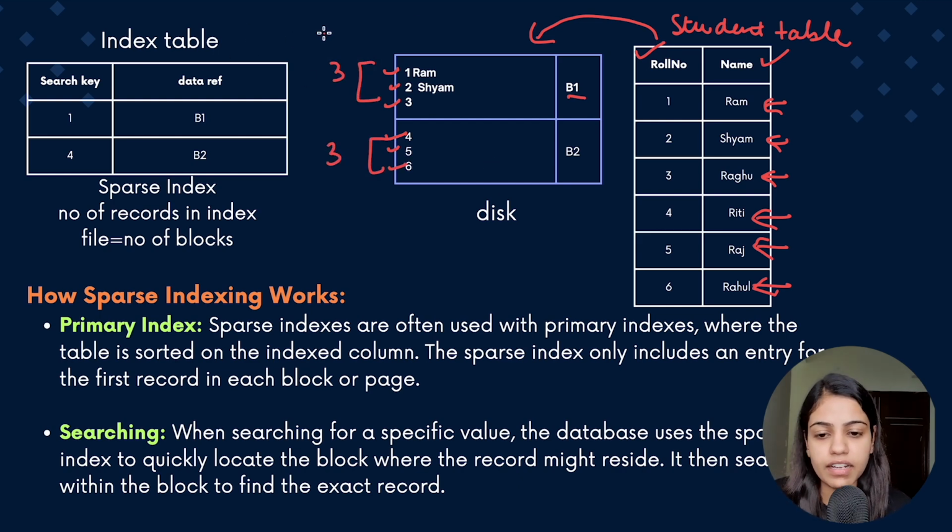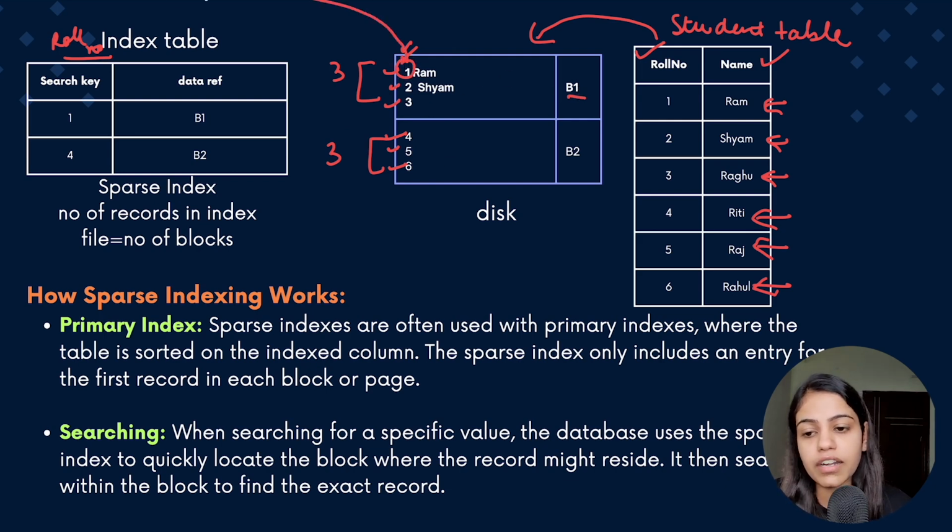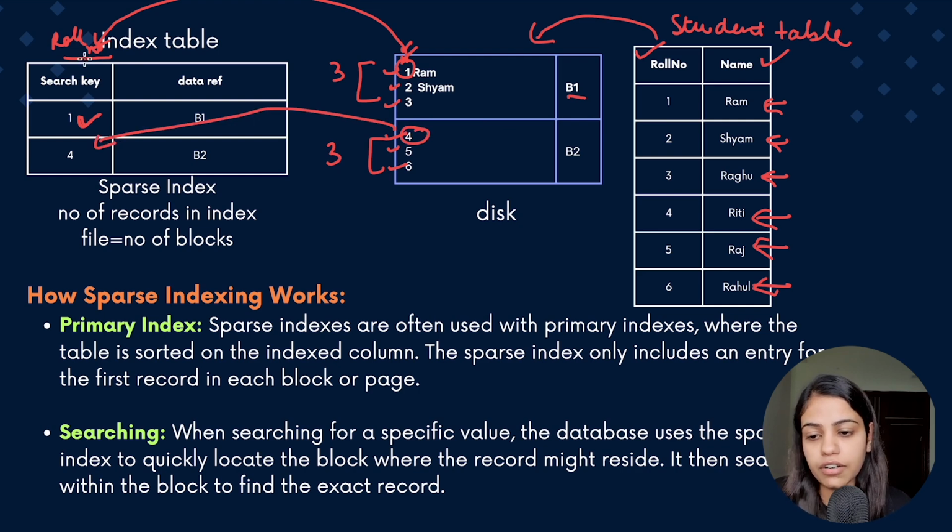So how can we create the index table? First we will choose roll number as the index column. Now we need to provide the search key, that is basically the roll number which is present here. So in sparse index we don't go ahead and provide the entry for each and every row which is present in our table. What we do is we choose the first element of the block and then we provide the entry for that first element. So the first entry would be 1, and then we will choose the first entry which is present in block B2, so that would be 4. So we have provided the roll number as the search key, and here we have provided 1 and 4.